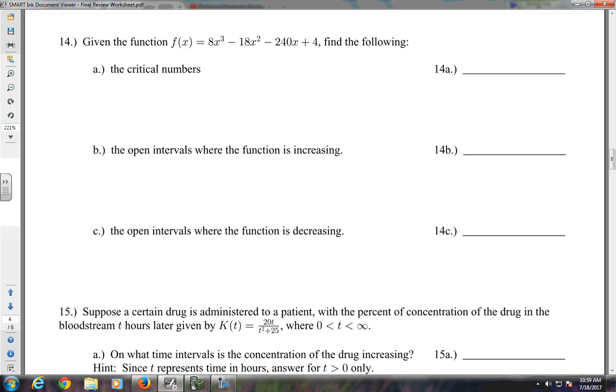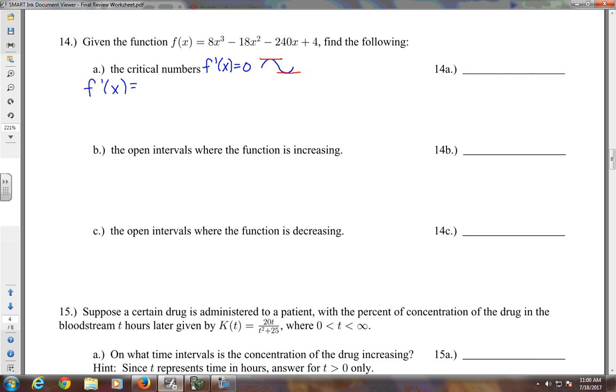First, the critical numbers. If you'll recall, the critical numbers are those potential points where we may have a relative maximum or a minimum. They occur where the derivative is equal to 0. This indicates that whatever our function happens to look like, we have a slope of 0. So let's first find the derivative.